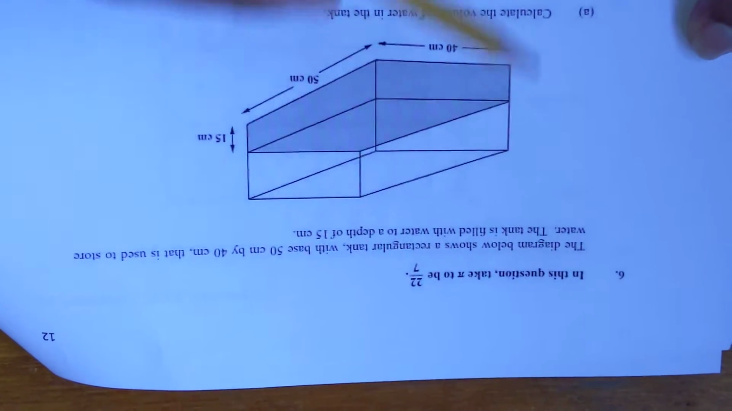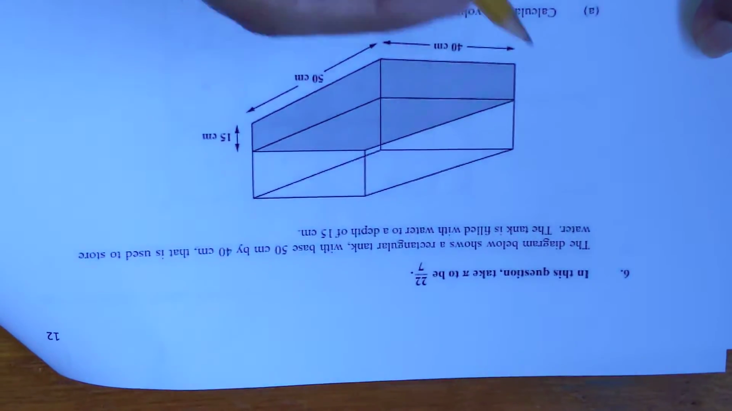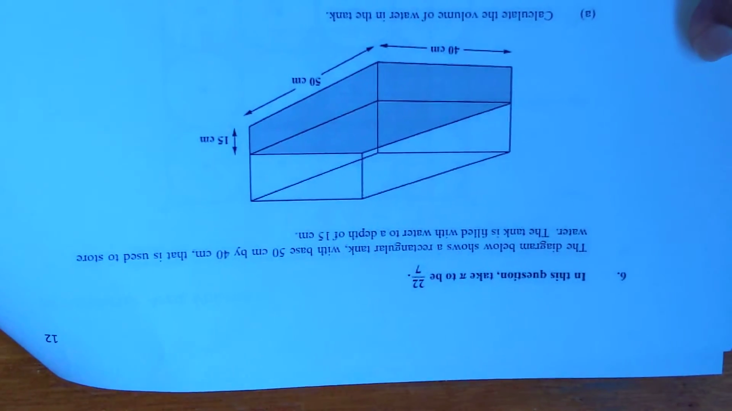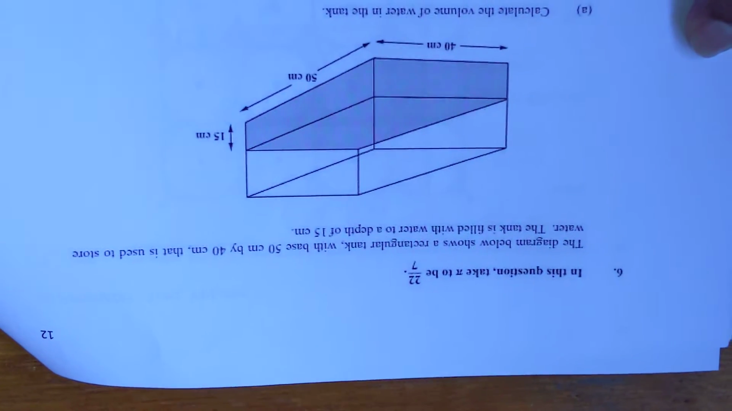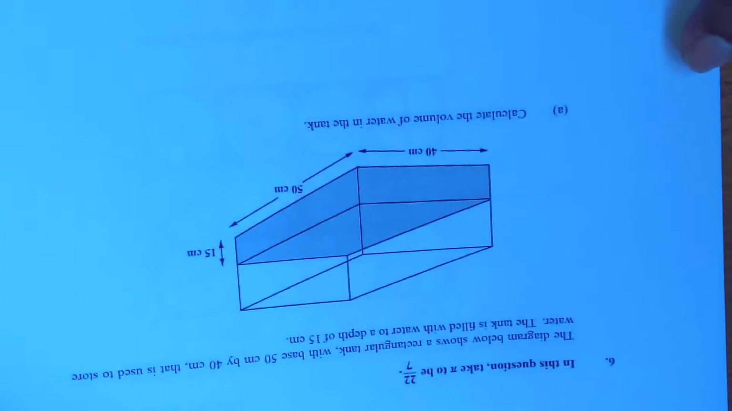So the diagram shows a rectangular tank, which is really a cuboid, with base 50 and 40, right? That's the length and the width, and the height so far, the water in the tank is 15. Calculate the volume of the water in the tank.